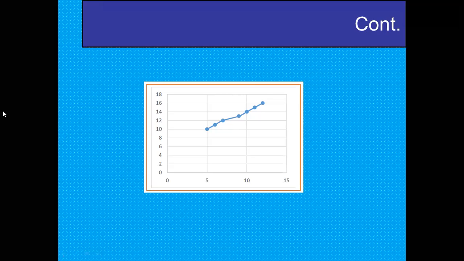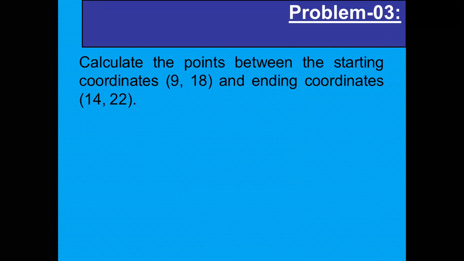Okay, now finally we will draw the graph with the help of the coordinates you have already calculated with the help of the formulas. Now again there is one problem you can see here. All these problems you have to solve for your practice. Now the coordinates again change: 9, comma 18 and 14, comma 22.